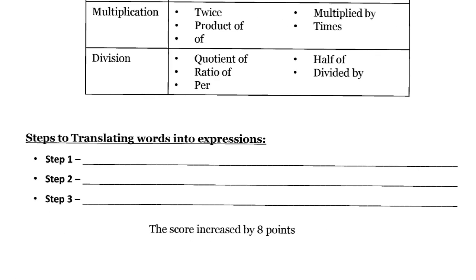All right, so let's first talk about the steps to translating words into expressions. So the first thing we want to start with is identifying what the variable is. And then you can use any letter. So remember, a variable is any letter. So you could use x, y, or any letters of the alphabet.